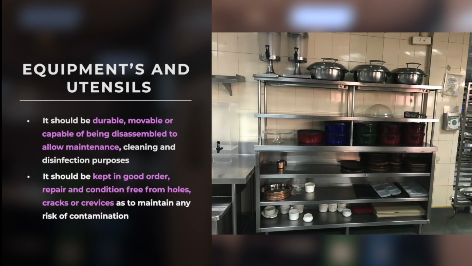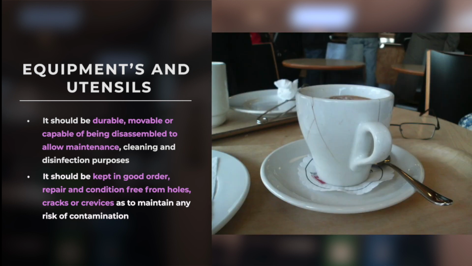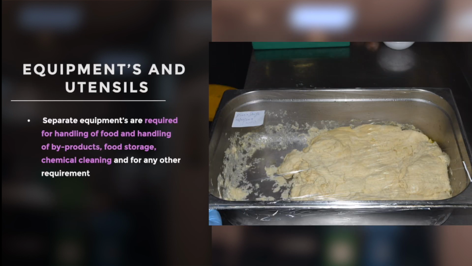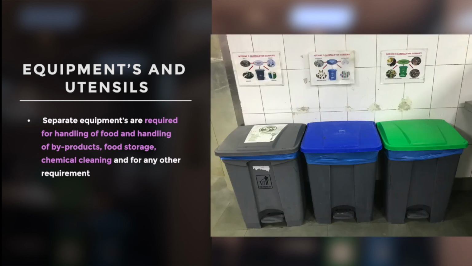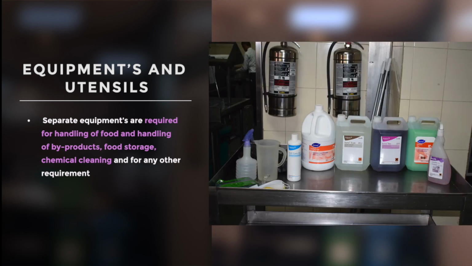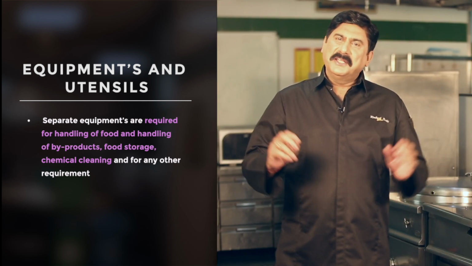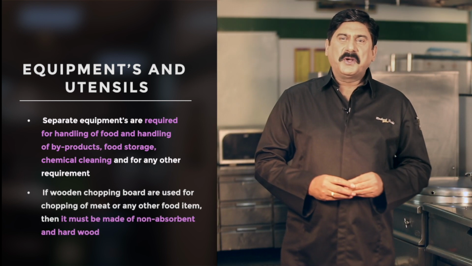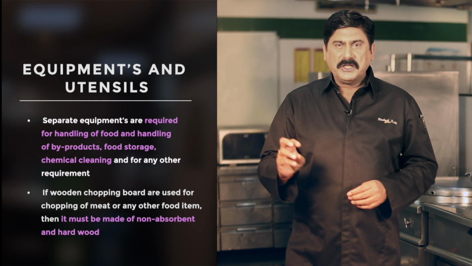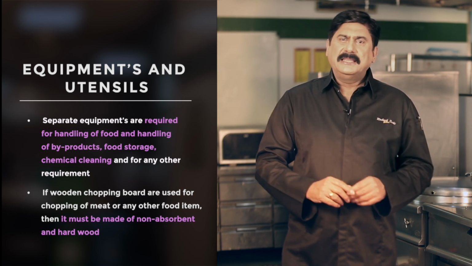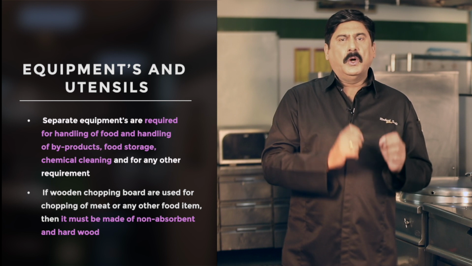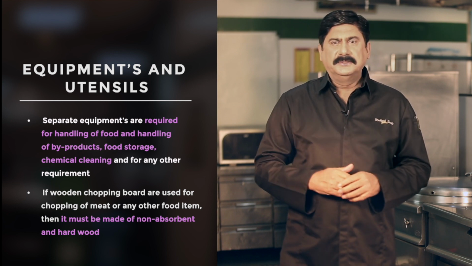It should be kept in good order, repair and condition, free from holes, cracks or crevices, so as to minimize any risk of contamination. Separate equipment is required for handling of food and handling of byproducts, food storage, chemical cleaning and for any other requirement. If wooden chopping boards are used for chopping of meat or any other food item, then they must be made of non-absorbent and hard wood.